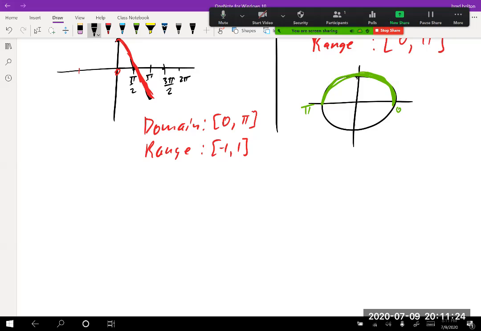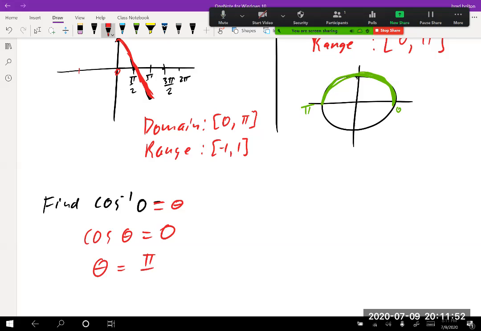So let's see here. What if I asked you to find cosine inverse of, oops, not of theta, of 0? Then you guys would say, well, let me set this equal to theta real quick so it makes sense. I'm finding an angle. So what it's really saying is the cosine of what angle would give me 0. Oh, well, you guys know that. Cosine of what angle gives me 0 would be pi halves, right?